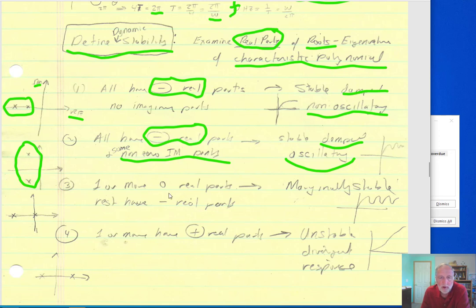Case 3, what if we have one or more zero real parts? That means that you have e to the 0t and it does not damp out. So that's called marginally stable because it's on the borderline between stable and unstable. And if you have some imaginary parts, you get some oscillation. So what it does is it goes up and then it just keeps oscillating forever. It does not damp out. One of those terms does not damp.